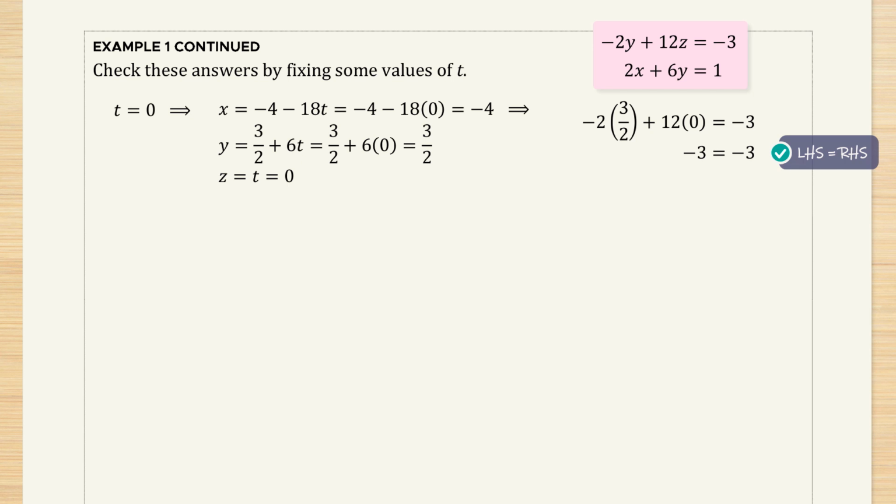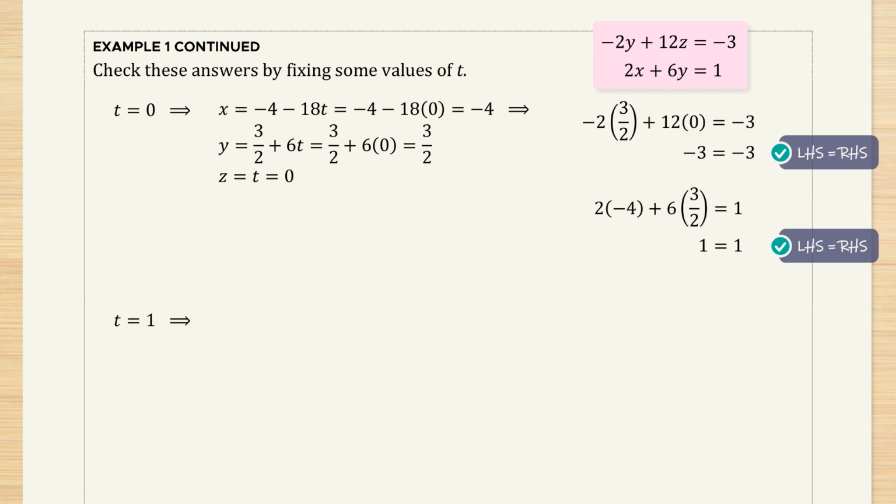Putting our solution into the second equation, 2 times negative 4 plus 6 times 3 over 2, we have 1 equals 1. Left-hand side equals right-hand side again. Therefore, this is a possible solution set. X equals negative 4, y equals 3 over 2, and z equals 0.